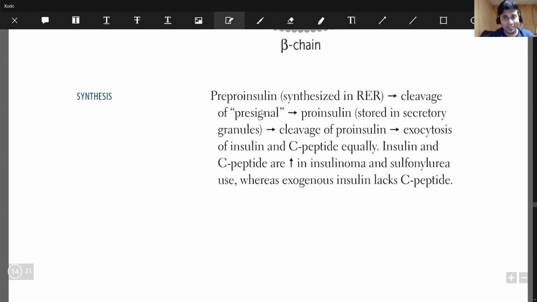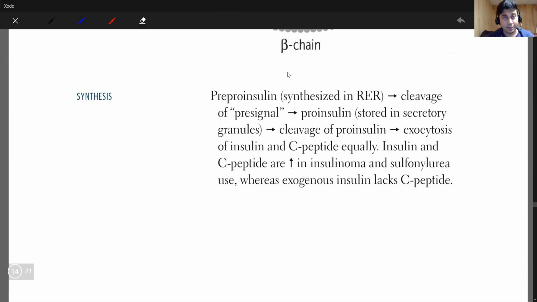Now, while the insulin is getting secreted, the insulin and the C-peptide both actually get secreted, but insulin is the ultimate functional unit. C-peptide is just there, I think, to protect it from some disruption or destruction. This C-peptide is usually attached to the insulin.